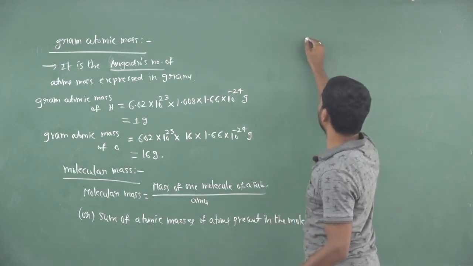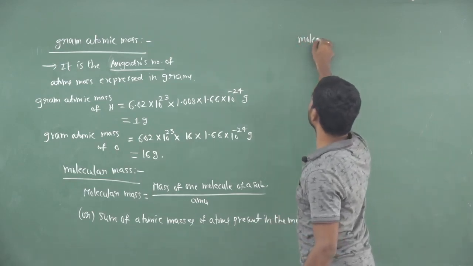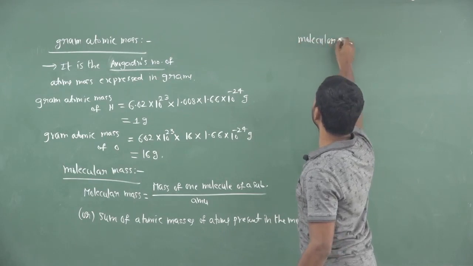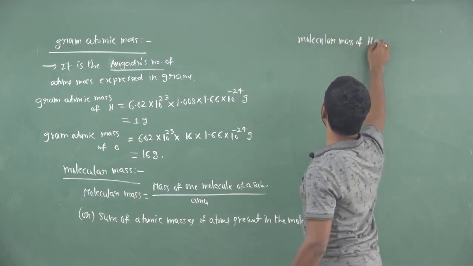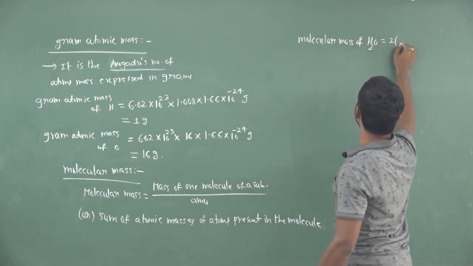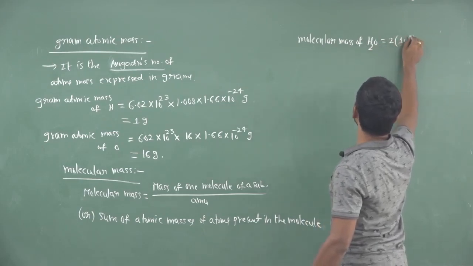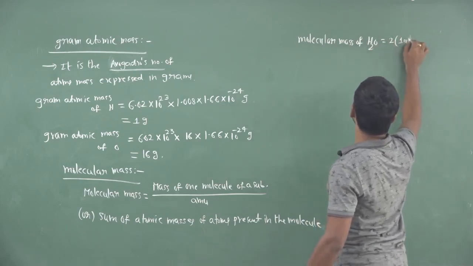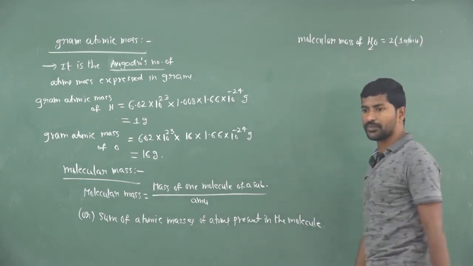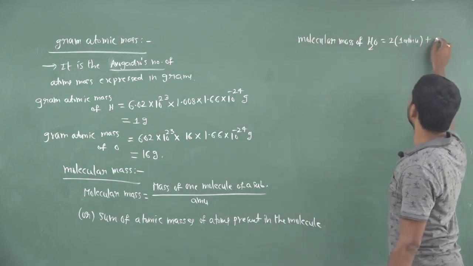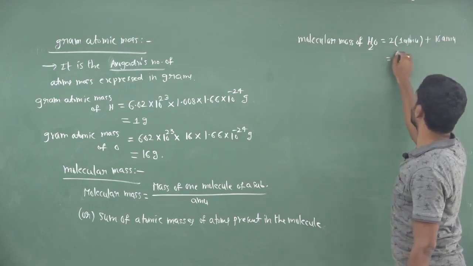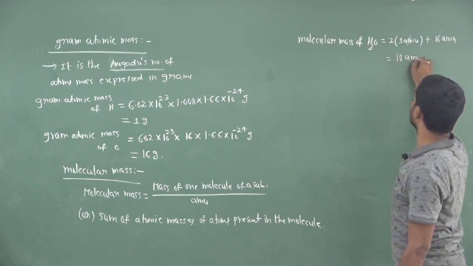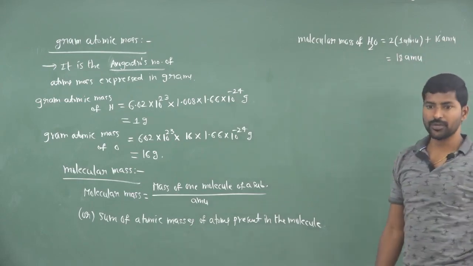For example, molecular mass of H2O. How many hydrogen atoms are there in H2O? 2 hydrogen atoms. Each hydrogen atomic mass is nearly 1 atomic mass unit. And what about oxygen atomic mass? 16. So therefore what we will get? 18 atomic mass units.